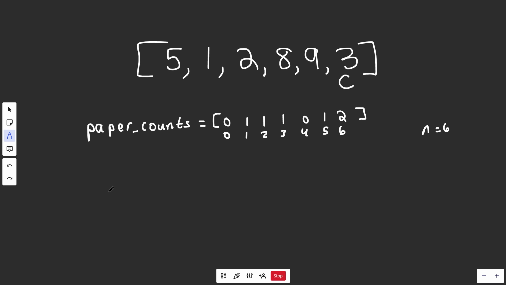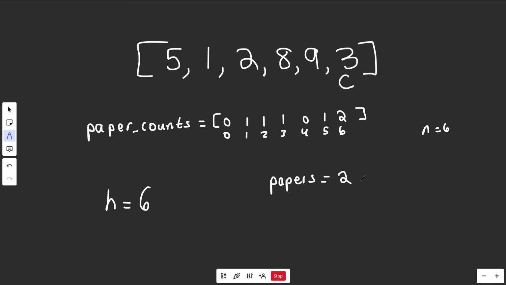Now we're going to do this a little bit backwards. We're going to try an h value of, well, the highest value it could be is 6. So we'll try a value of 6. Well, if you use this as an index, it's going to be this value right here. And so what that means is that there are 2 papers with at least 6 citations. Okay, so we'll keep track of this. We'll just call this papers.